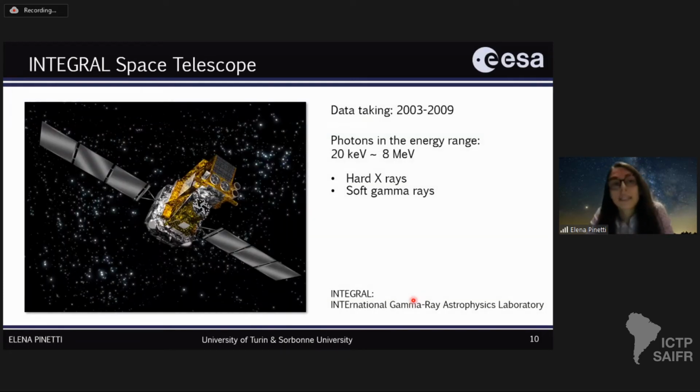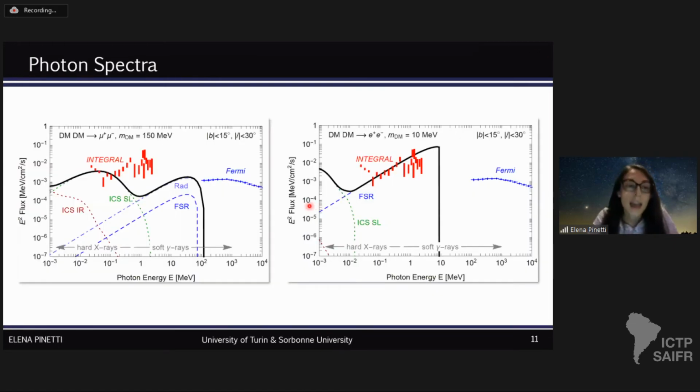So, as I anticipated, in our analysis we used the data of the INTEGRAL Space Telescope, which is an ESA mission that took measurements between 2003 and 2009. It covers an energy window between 20 keV and a few MeV, so basically hard X-rays and soft gamma rays. The INTEGRAL data are provided in two different forms. They are provided as an energy spectrum in a rectangular region, which also includes the galactic center.